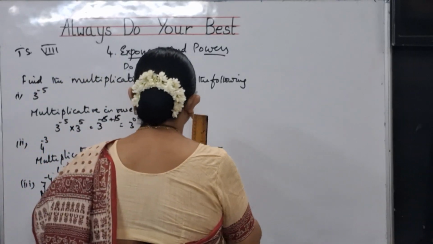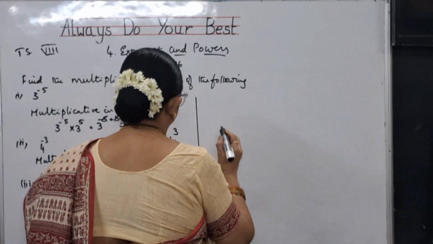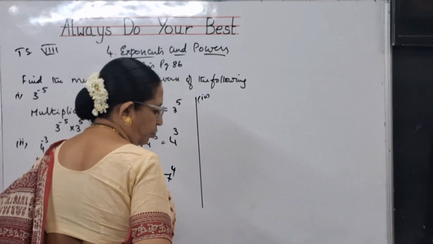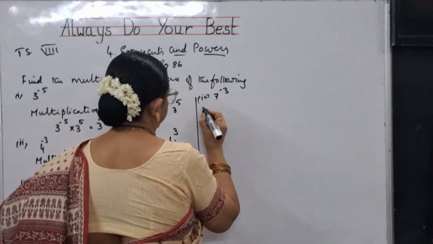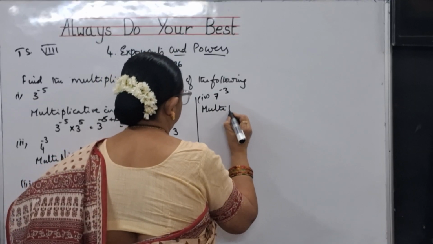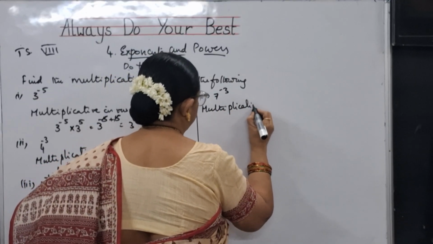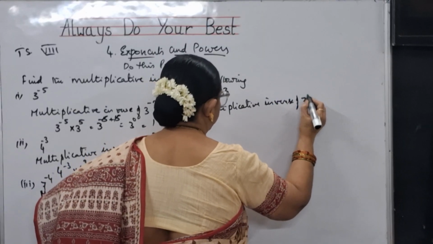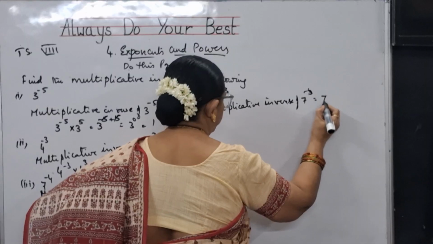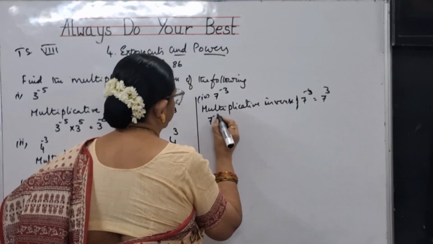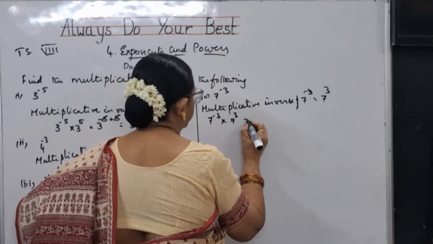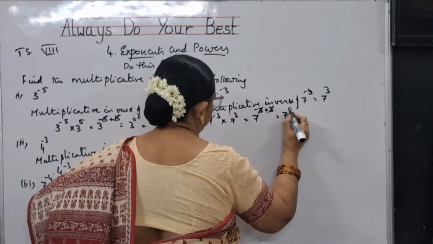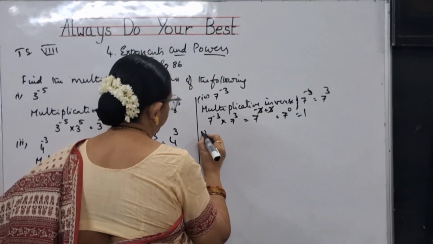Now, the fourth bit we will see. 7 to the power of minus 3. So, the multiplicative inverse of 7 to the power of minus 3 is equal to same base, power different. So, 7 to the power of minus 3 into 7 to the power of 3. 7 to the power of minus 3 plus 3, these two will get cancelled. 7 to the power of 0 is 1.